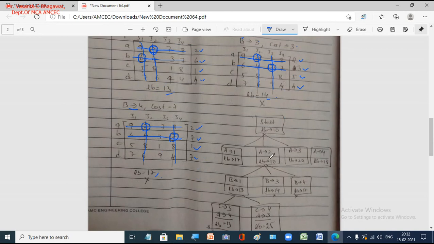Job 2 is already fixed to A. From here, there are 3 possibilities. First, job 1 can be assigned to B. If you assign job 1 to B, the lower bound you got was 13. You can assign job 3 to B, and the lower bound is 14. You can assign job 4 to B, and the lower bound is 17. Now of 13, 14 and 17, which is least? 13 is the least, so we will go in this direction. We won't consider the other two.